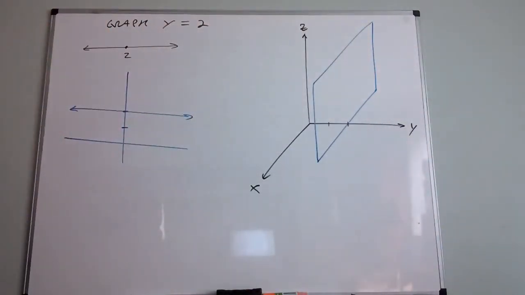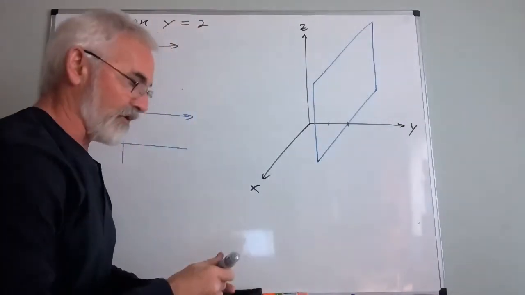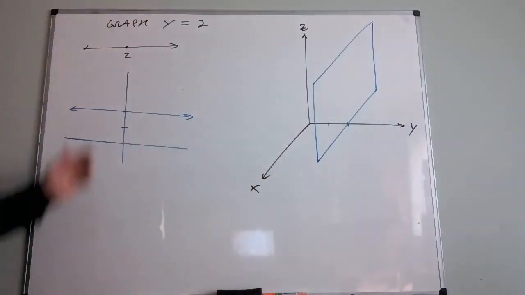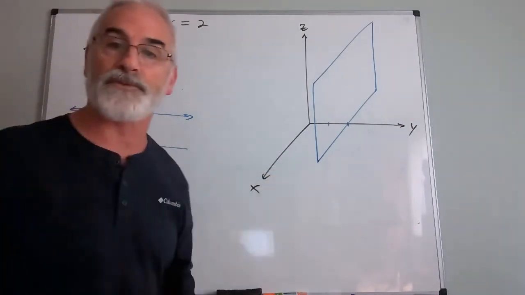I'm going to go 2 units out on the y-axis, and then I'm going to draw that plane. So this plane is coming out at you. The x-axis is coming out. This is y equal 2 in 1 dimension. This is y equal 2 in 2 dimensions. This is y equal 2 in 3 dimensions.